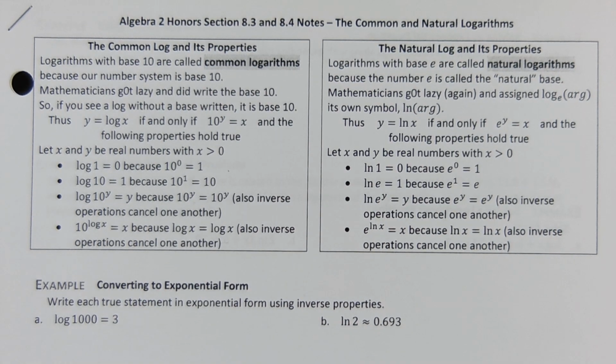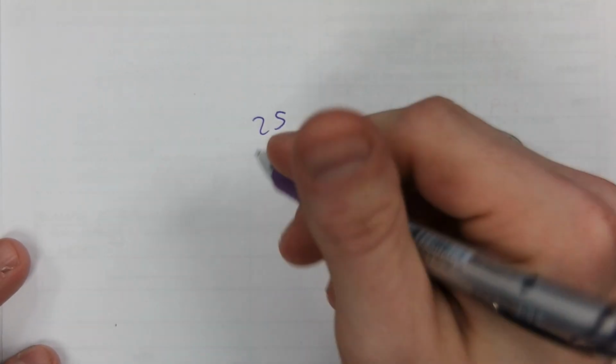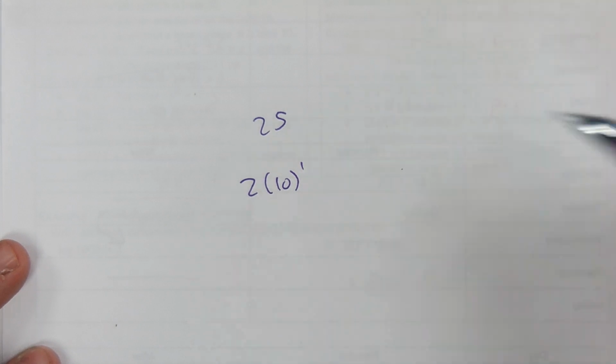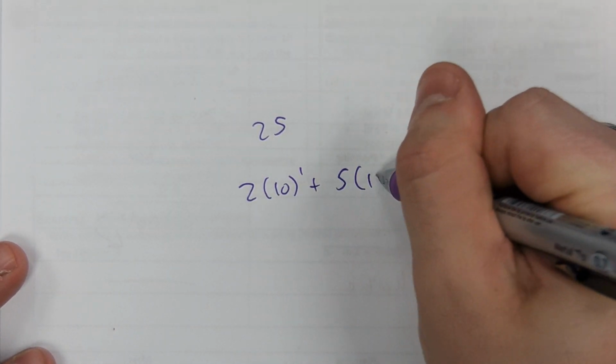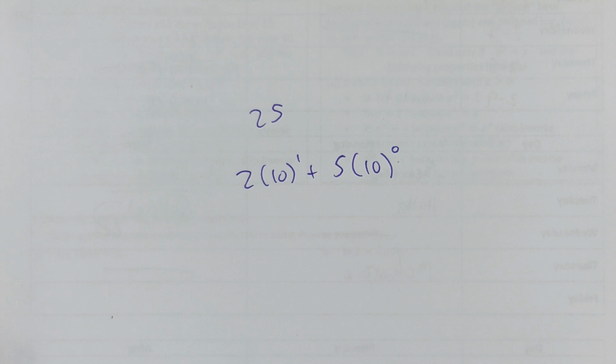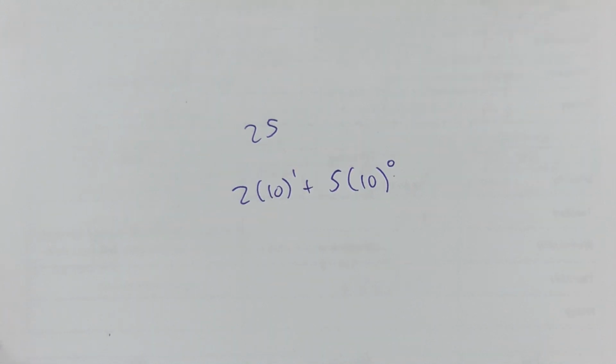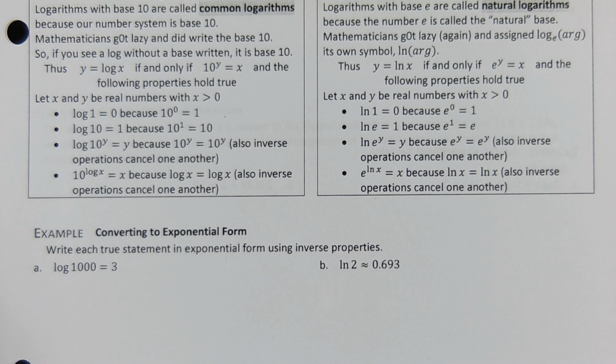We call it that because our entire number system is base 10. If you think about it, in elementary school, we teach you to talk about the place value, the ones, the tens, the hundreds, the thousands, the tenths, the hundredths, the thousandths. Those are all powers of 10. Our entire number system is base 10. Like the number 25. The number 25 is literally 2, 10 to the ones, and 5, 10 to the zeros. Our entire number system is base 10. And because of that, log base 10 is the most common logarithm that we mess with.